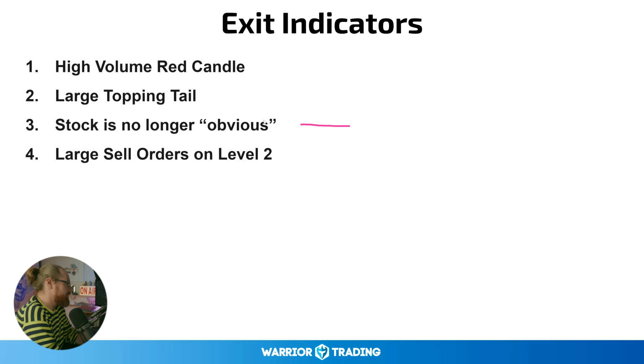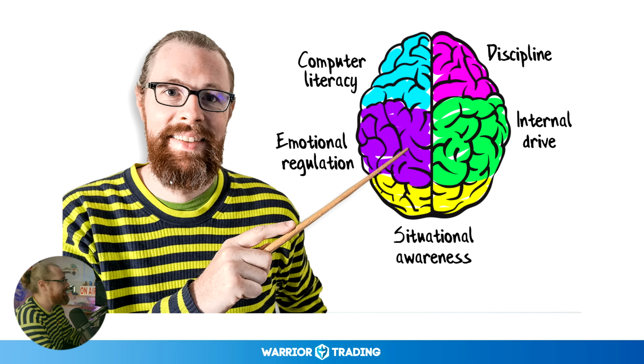So when do I sell? Number one, if we see a high volume red candle, I've got to get out. Number two, if I see a large topping tail like I just showed you, I've got to get out. Number three, if the stock is no longer obvious. Or number four, if I see a large seller on the level 2. Those are my exit indicators. And this is the MACD strategy that you guys are going to see me trading every single day.